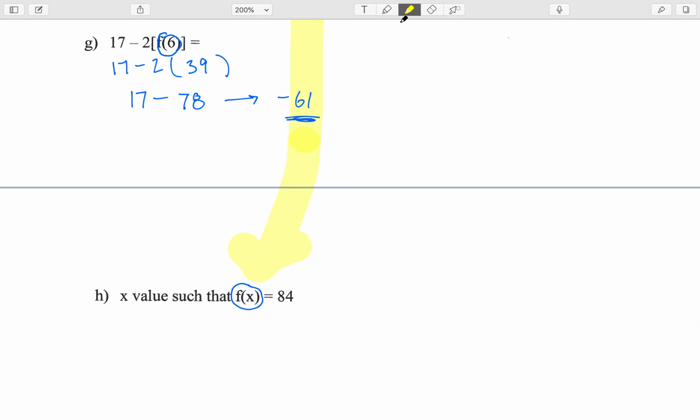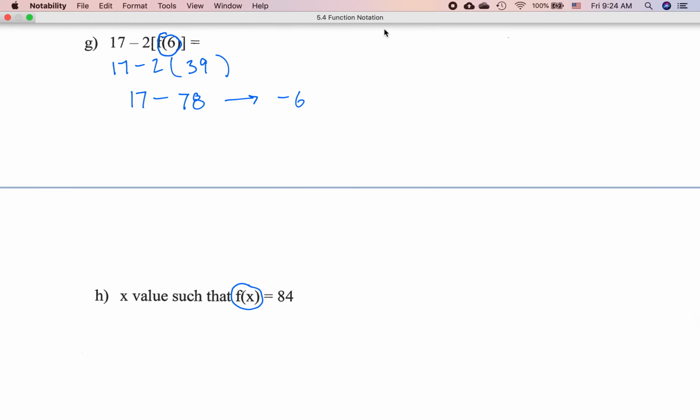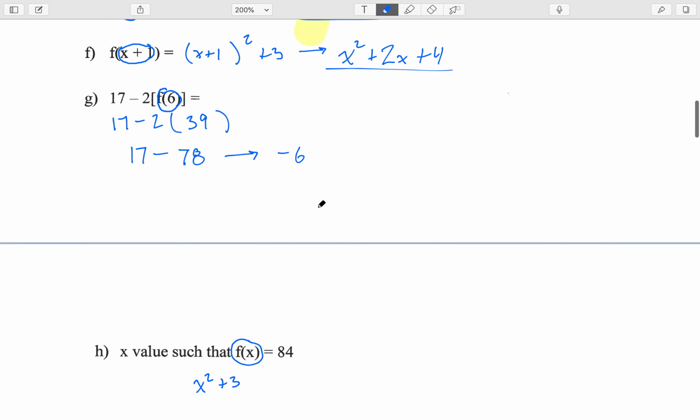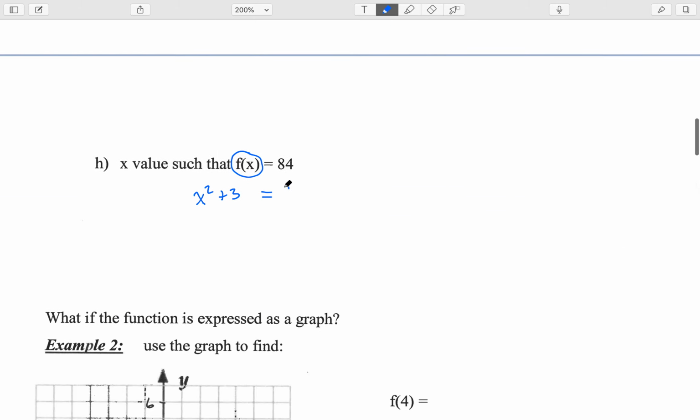Okay, let's get rid of this. So in other words, here it is. It's going to be x squared plus 3 equal to 84. Okay, that's an equation. So look, I'm solving for the x value. In other words, they want you to solve for x. Minus 3, minus 3. X squared is equal to 81.